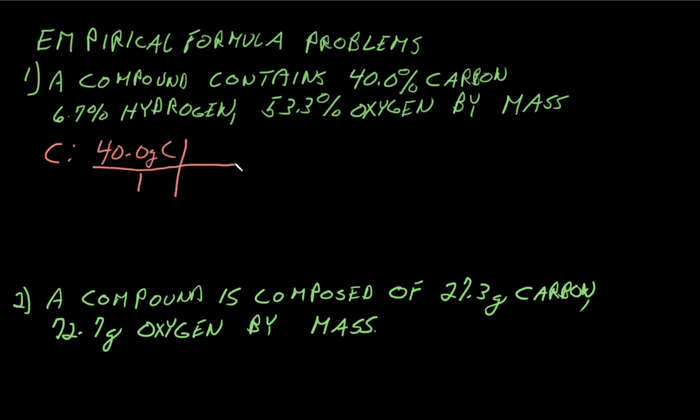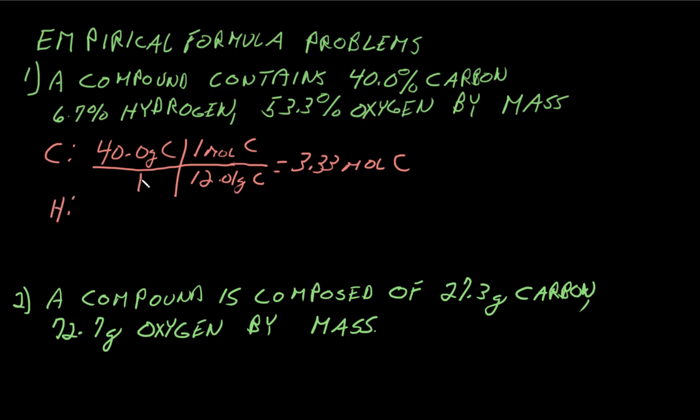And we know in 1 mole of carbon has an atomic mass of 12.01 grams of carbon. And so we'll have 3.33 moles of carbon. Remember, just about anything you get into in chemistry, dealing with stoichiometry, you have to find the moles. Let's look at hydrogen.